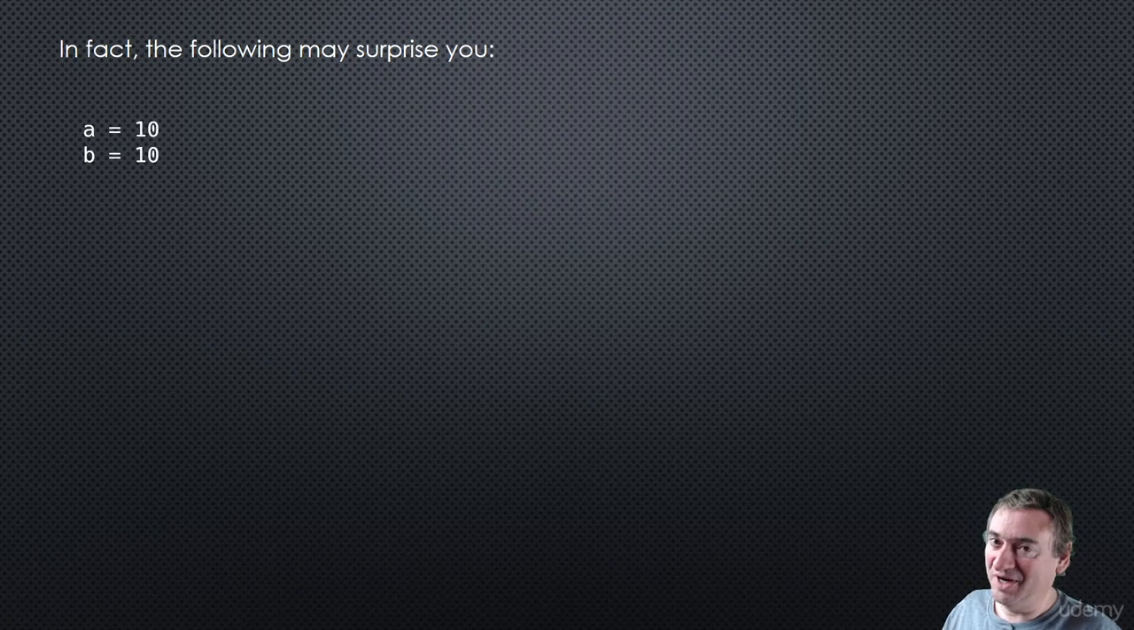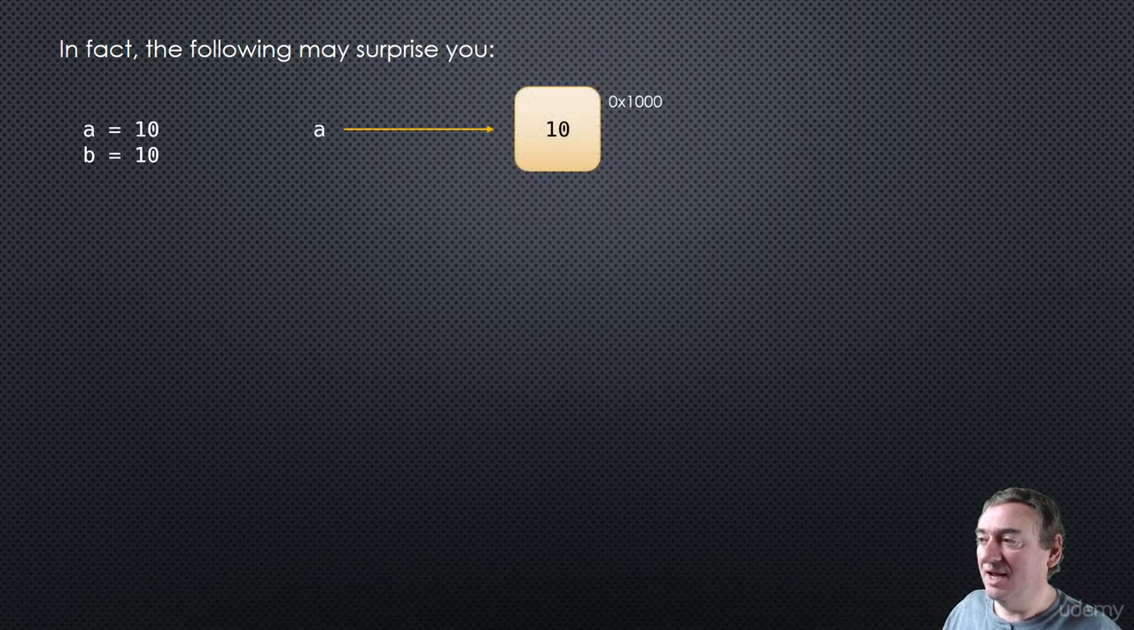Now the following may surprise you. And again, we've seen that before. And we'll come back and take a look at exactly what's happening. But if we write a equals 10 and another line of code b equals 10, we might expect b to point to a different object in memory. It should be a different object. But in fact, what ends up happening is that b references the same object in memory. Python did that automatically for us.